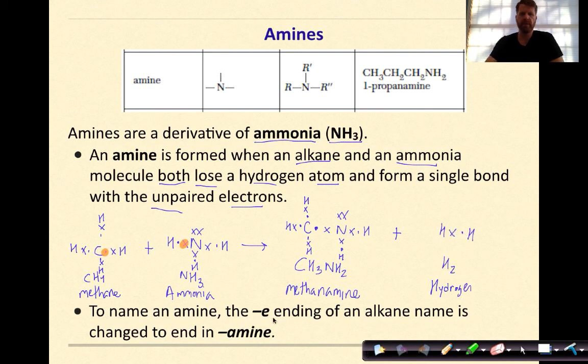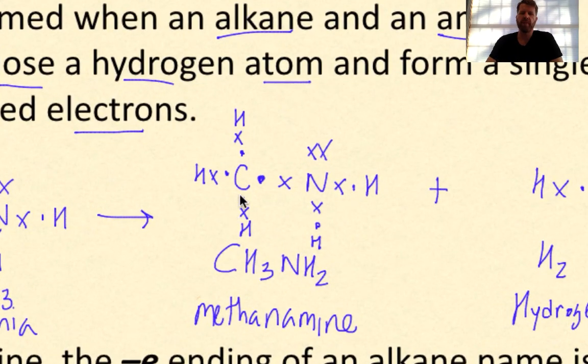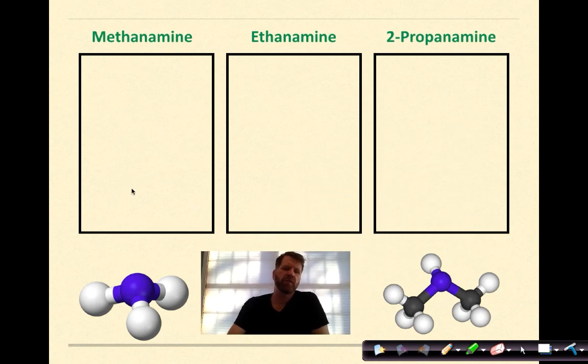To name an amine, the E ending from the alkane name is changed to end in amine. This structure here would be methane. Drop the E in methane and add the ending amine to make methanamine. Let's draw a structural formula for methanamine, ethanamine, and 2-propanamine. Methanamine has one carbon. And for simplicity's sake, I'm going to condense the NH2 amine group like so. Now this is a structural formula.